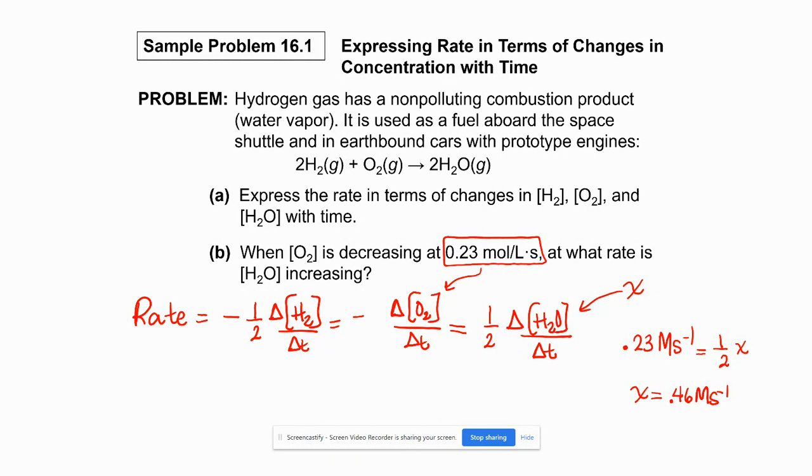So let's think about if that would be true about what we said. We said water is going to appear twice as fast as the oxygen disappears. And is that true? Yes, 0.46 is twice as much or fast as 0.23. One last thing, if you notice, I ignored the negative. The negative's really telling us formally that that's a reactant. Rates are always positive. So I'm going to keep that rate as a positive value.